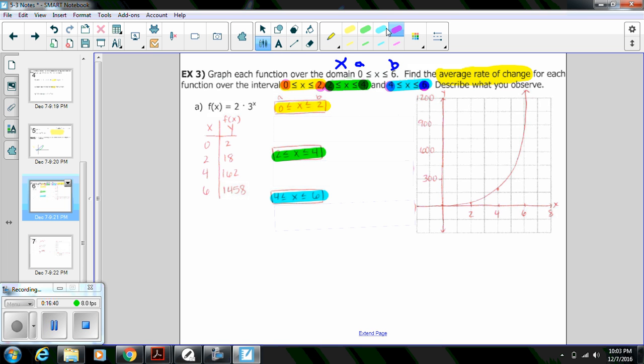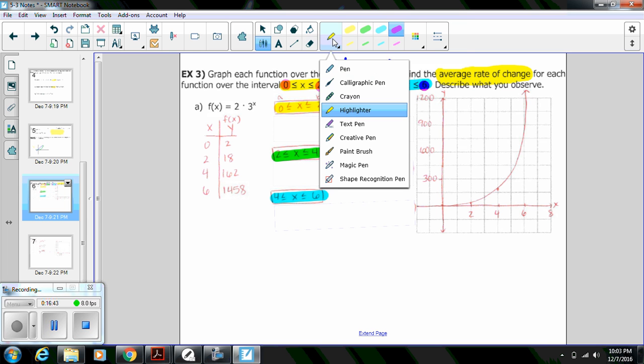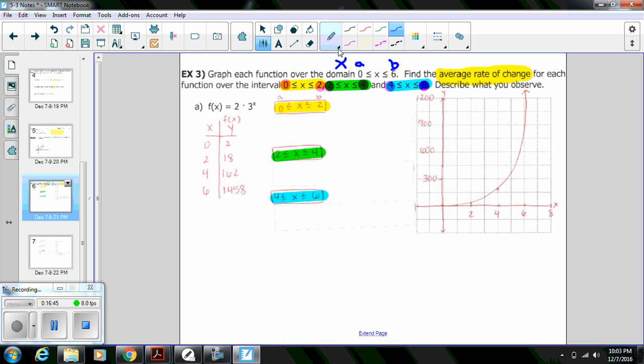Because now we're computing the average rate of change over these intervals. So the first one we did in yellow from 0 to 2. So 0 is right here, 2 is right here. So we're finding the average rate of change between these two yellow marks. Then we're going to go find the average rate of change between 2 and 4. So I'm going to mark 2 and 4. So then I'm finding the average rate of change between the two green marks. And then in blue, I have from 4 to 6.